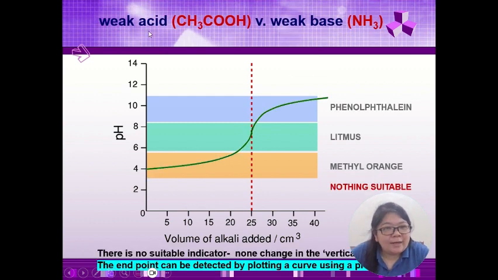And the last one, weak acid, weak base. This titration curve doesn't have a very wide, very obvious vertical region. Therefore, for a weak acid, weak base titration, the end point cannot be determined by using a pH indicator. It can only be indicated by a pH meter, a machine that we can use to directly measure the pH of the solution.